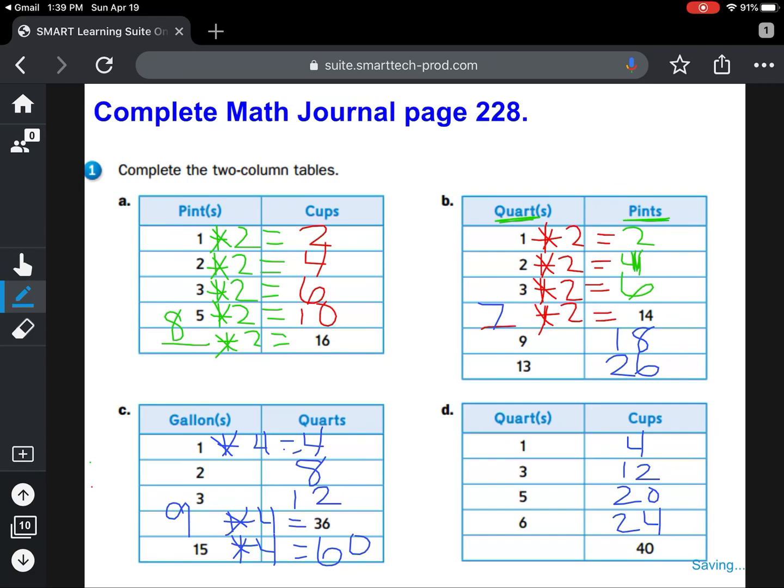If you didn't already figure it out, the rule for converting from quarts to cups is take your number of quarts times 4 to give you the equivalent number of cups. So for the last row, you can think to yourself, what times 4 equals 40? And you would have probably gotten 10, because 10 times 4 equals 40. Make sure you have all of these tables filled out in your math journal, page 228.